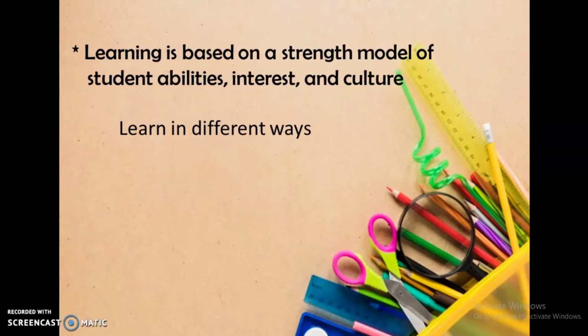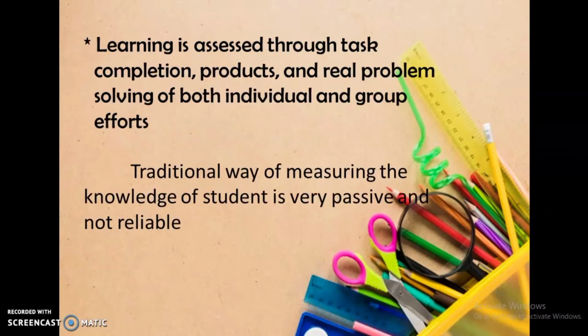Next, learning is based on a strength model of students' ability, interest, and culture to learn in different ways. Bringing up the model of Mr. Gardner again about multiple intelligences, which means we do not need to generalize our students to what kind of approach and strategy we have. They learn in different ways, so we also match our strategy to their learning pace.